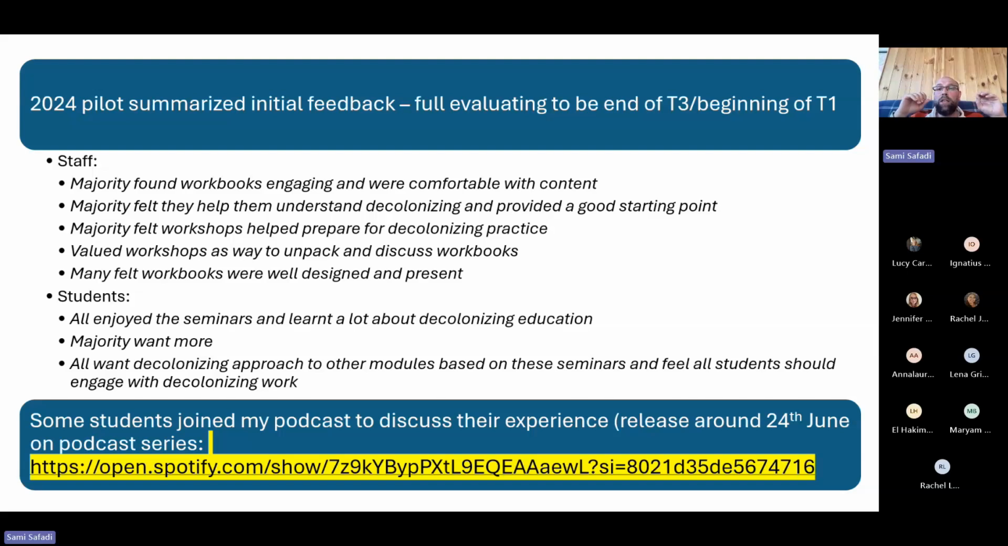So whilst I said that they were able to reflect on and pick out pockets where aspects of this had happened in their journey, they felt that they wanted more consistency aligning to some of the stuff that we'd unpacked in those seminars. So from the student point of view, again, really positive, which was nice.